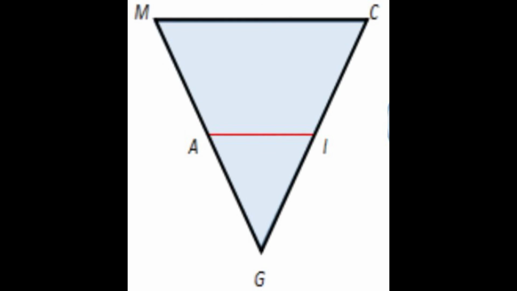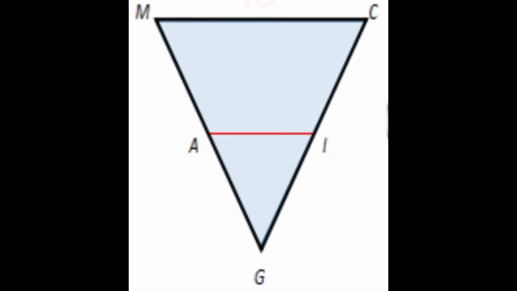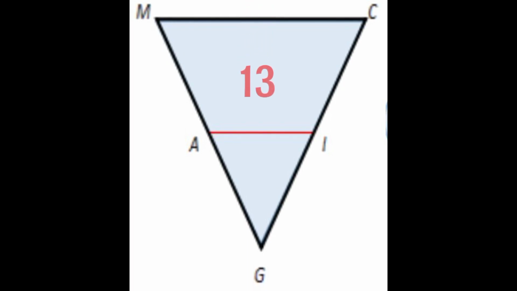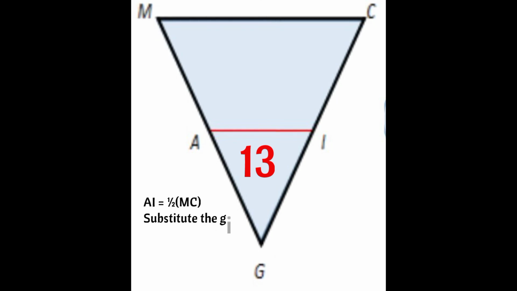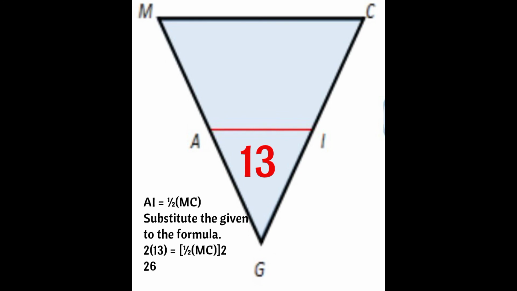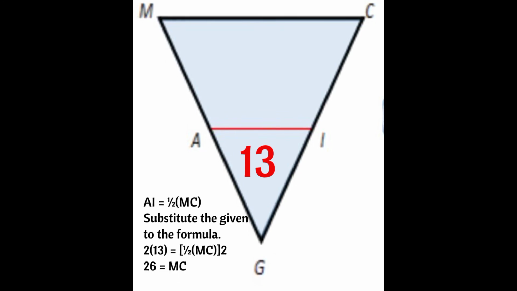We have triangle MCG and the given segment AI is 13, and we're going to find segment MC using the formula AI is equal to 1/2 of MC. Then substitute the given: 13 is equal to 1/2 of MC. Multiply both sides by 2, so 2 times 13 is 26. Therefore, the measure of segment MC is equal to 26.